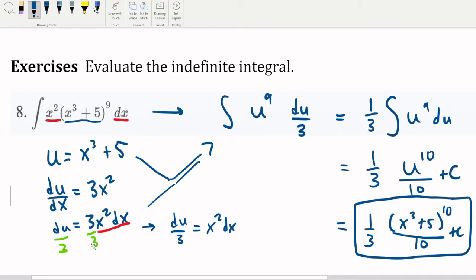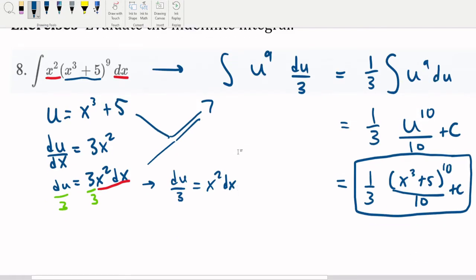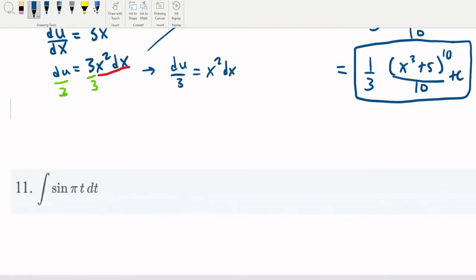You might have some extra constants lying around. That's fine. Just move them away if they're not in here. They tag along, and that's okay. Constants are fine. So there we go. We've got it. Okay, let's try another one. Let's bring this one up.